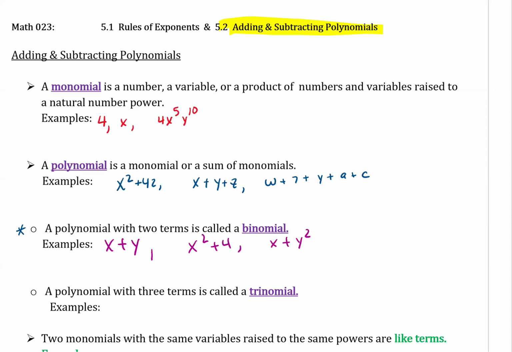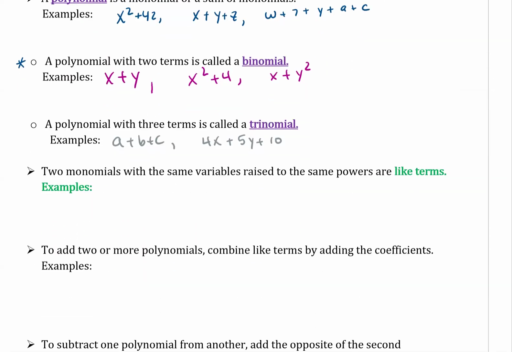And then a polynomial that has 3 terms is called a trinomial. Tri meaning 3. So that could be a plus b plus c. It could be 4x plus 5y plus 10. So a polynomial isn't just a general term. Then you have a monomial, which is 1. You have a binomial, which would be 2 terms, and a trinomial, which would be 3. And after that, we usually don't classify polynomials after a trinomial. We just say they're polynomials.